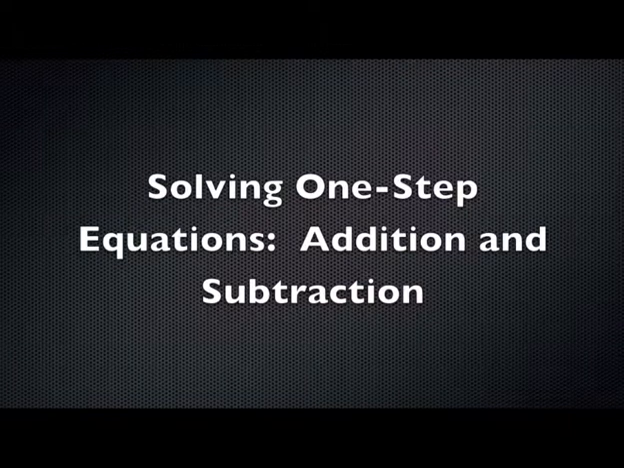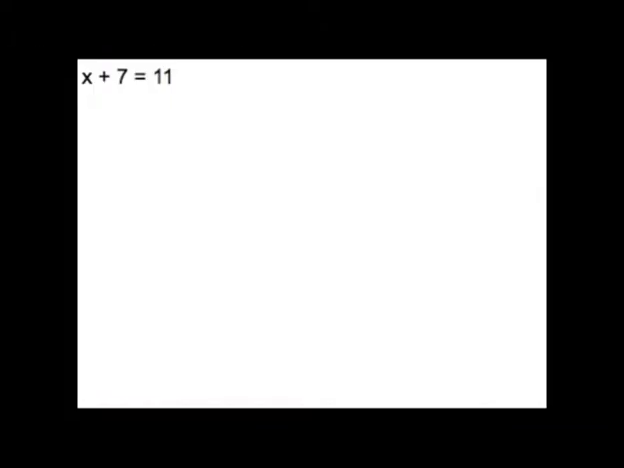We'll take a look at solving one-step equations that involve addition and subtraction. The first example will be x plus 7 equals 11. Remember, the goal of an equation is to isolate our variable, or to get the variable by itself so we can determine its value. In this instance, it's easy to see what x would actually equal without going through the step to solve the equation.